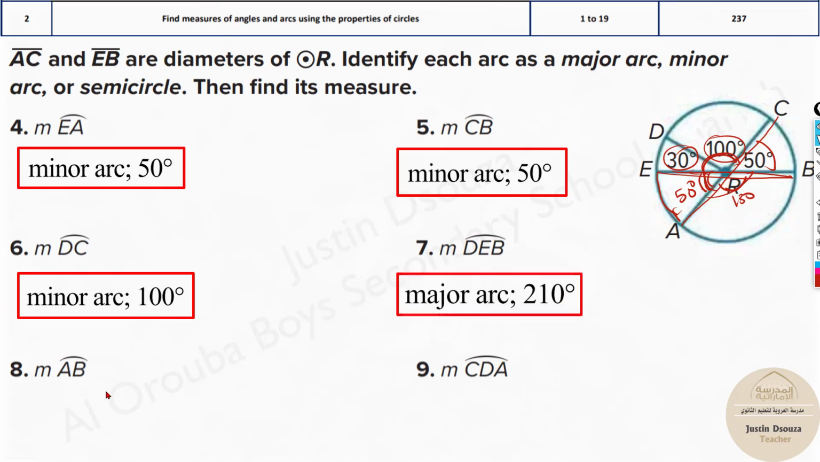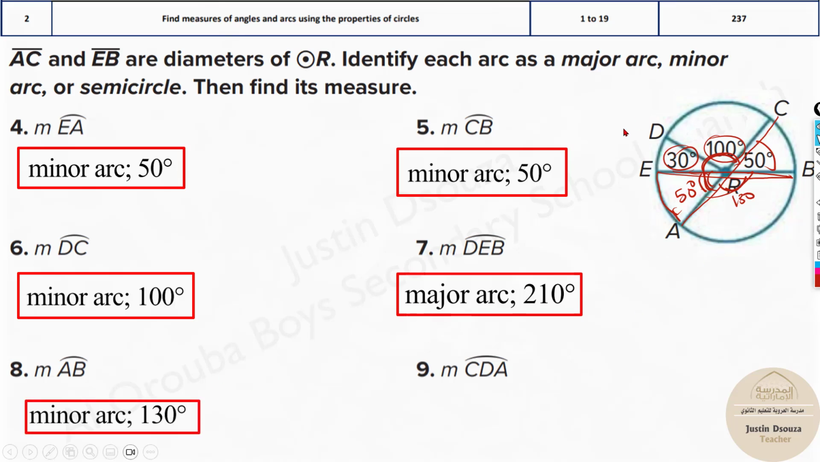What about AB? See, now don't consider AB from the outer side. If they tell you DEB, then we have to go DEB, not directly DB. Now AB, the nearest distance is just this. Whereas if they tell you AD, you don't go like this, you go direct to it. So AB would be the shorter distance, so it is a minor arc itself, 130.